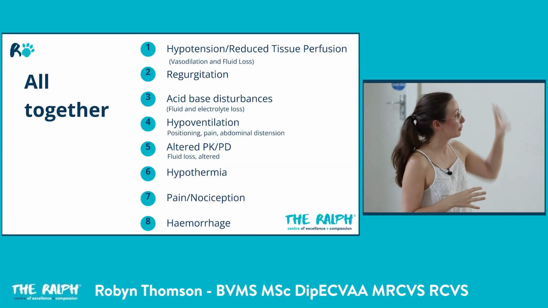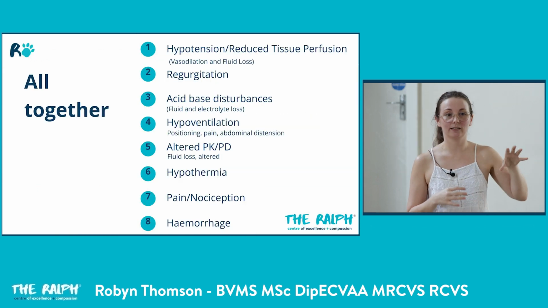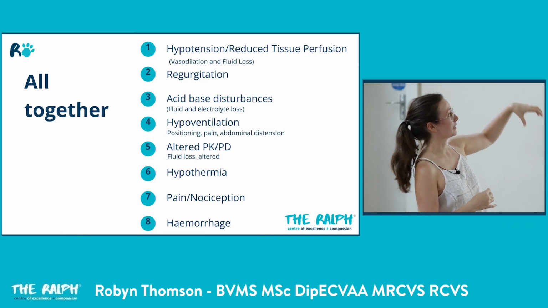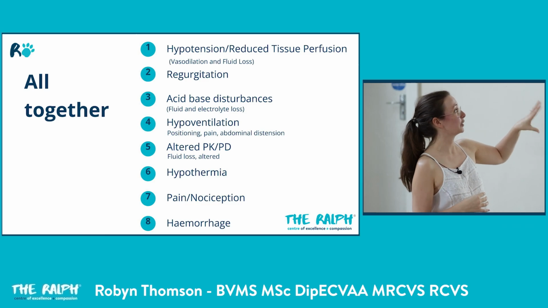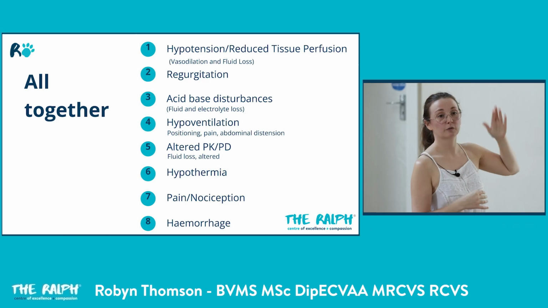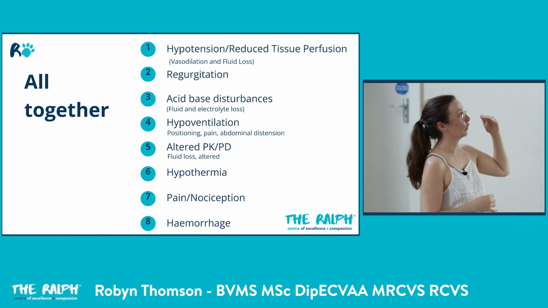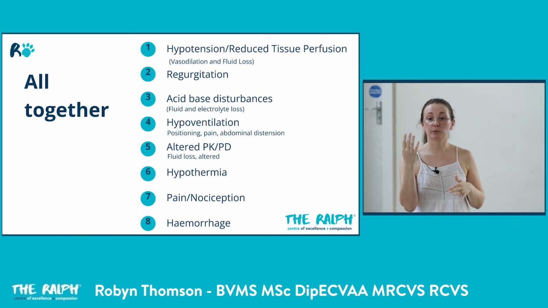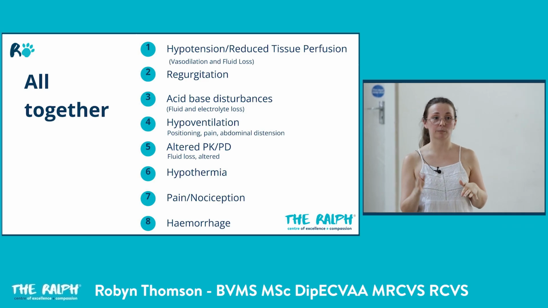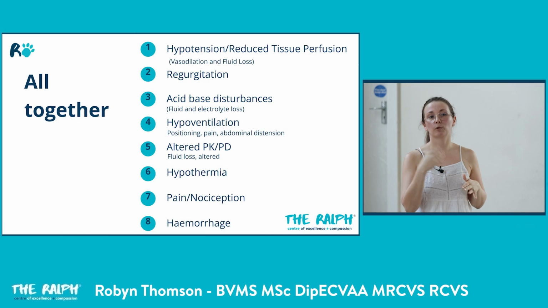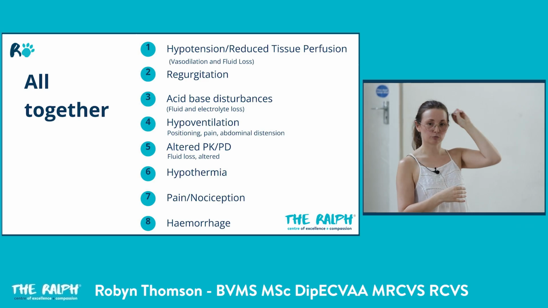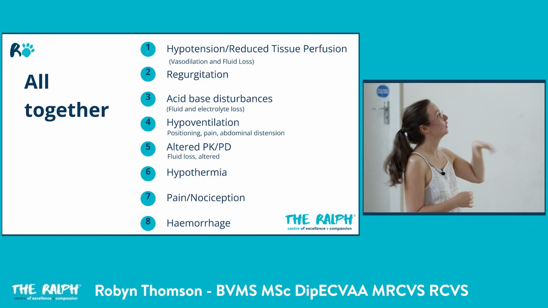Okay, so I put these together so that we can see. This would be the kind of list that I would be creating in my head when this case comes in. I've got a patient who is at increased risk of hypotension or reduced tissue perfusion because we're losing fluids, and we're at increased risk of vasodilation because we've got a condition that could be quite inflammatory. We've got a foreign body, we've probably got inflammatory mediators going everywhere. So I'm starting to think, right, hypotension is really, really likely in this case.